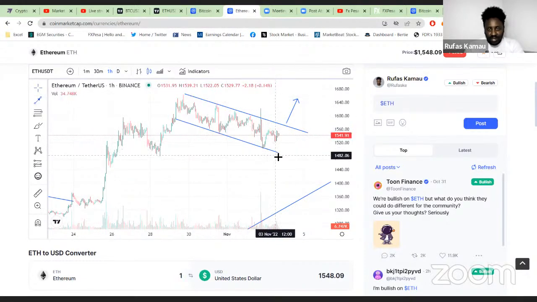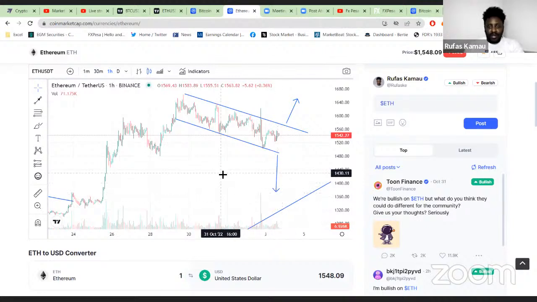So this is the anticipation or the expected direction of Ethereum. If it breaks up, we go up. If it breaks down, we go lower. We trade what we see, not what we think. So that's the expectation for both Bitcoin as well as Ethereum.